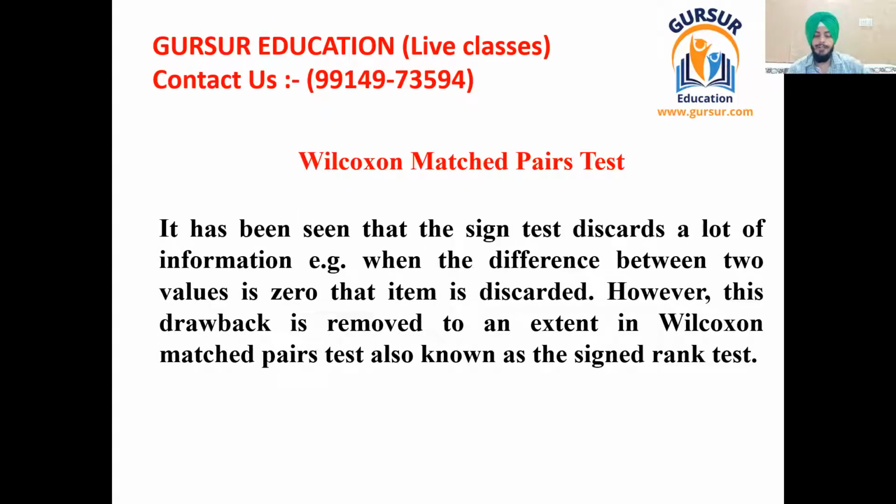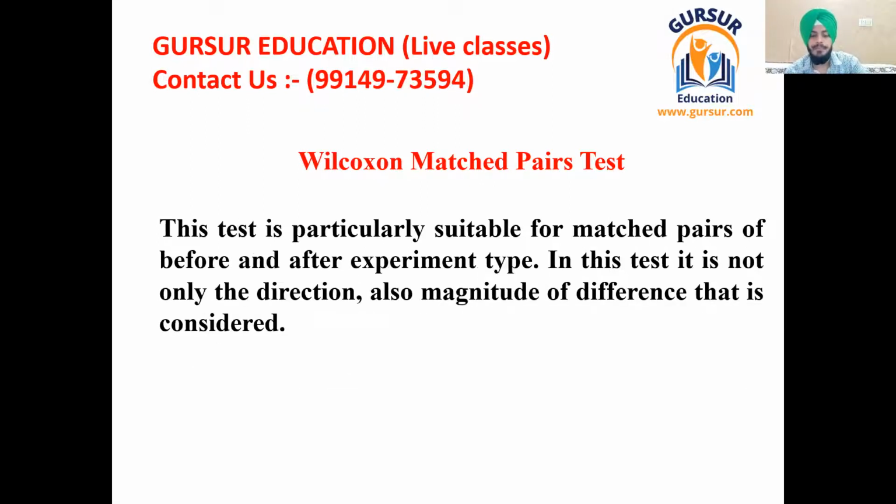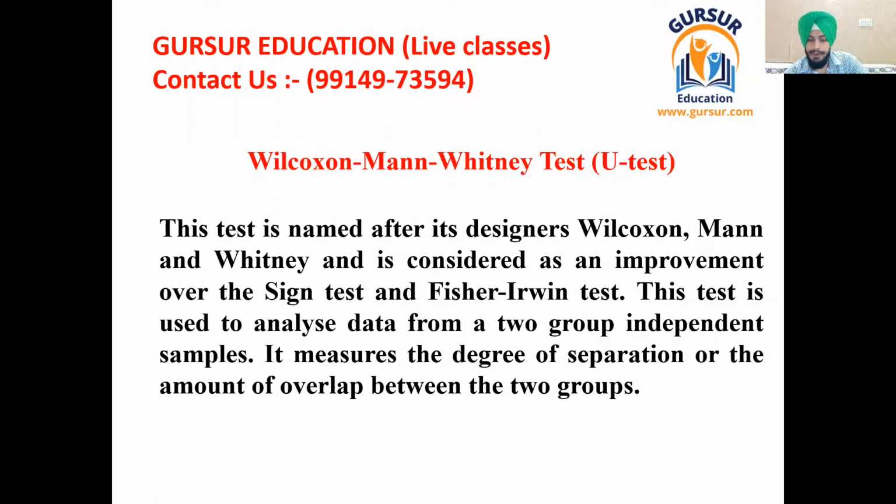The sign test and the Wilcoxon matched pair test are the two tests we have already understood by now. Then the Wilcoxon-Mann-Whitney test, also known as the U test, has been named after three renowned researchers: first Wilcoxon, then Mann, then Whitney. It is named after its designers, and it is considered an improvement over the sign test and the Fisher-Irwin test.